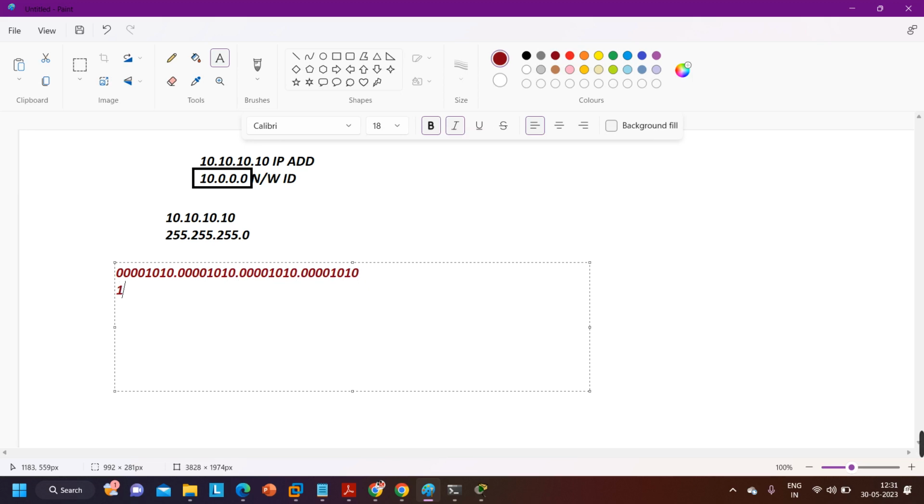So the subnet mask will be 11111111, then 11111111, then 11111111, and then 00000000. But this is not the subnet mask of class A. The subnet mask of class A is 255.0.0.0. Let's say this is my subnet mask.